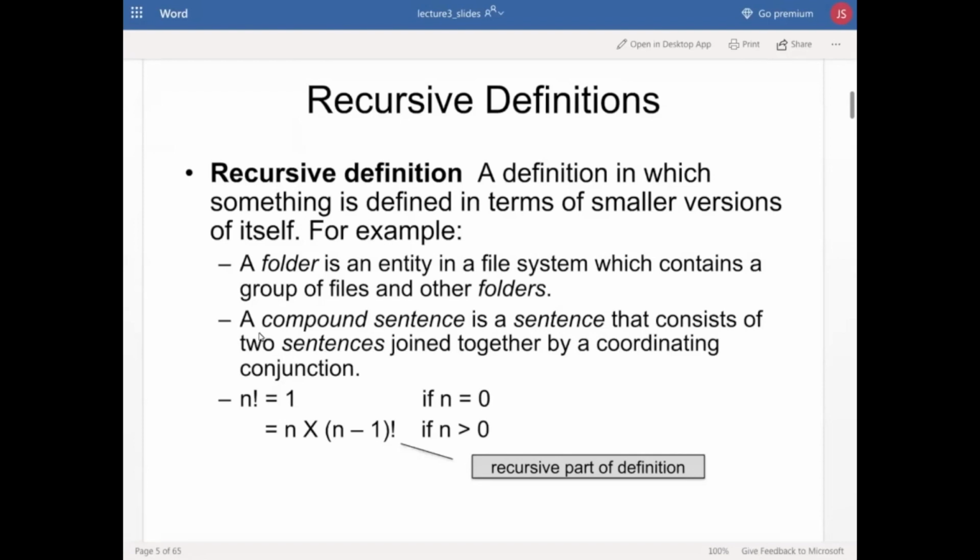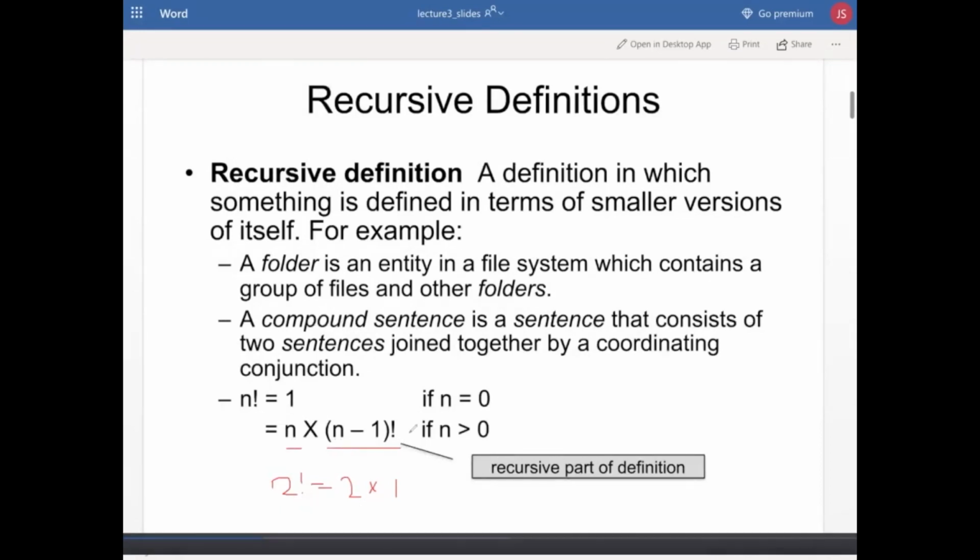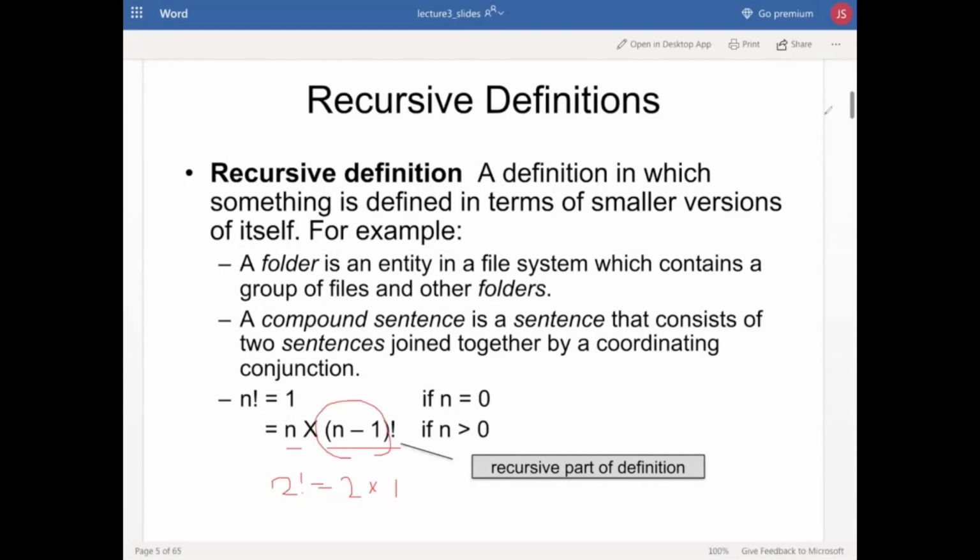Another example is a compound sentence, which is a sentence that consists of two sentences joined together by coordinating conjunctions. The other example is factorial. This is from your grade school. 2 factorial, for example, is equal to 2 times 1. And 3 factorial is 3 times 2 times 1. Generally speaking, you can express factorials as n times (n minus 1) factorial, which is a recursive definition. Let's formalize this a little bit. Let's move on to the next page.